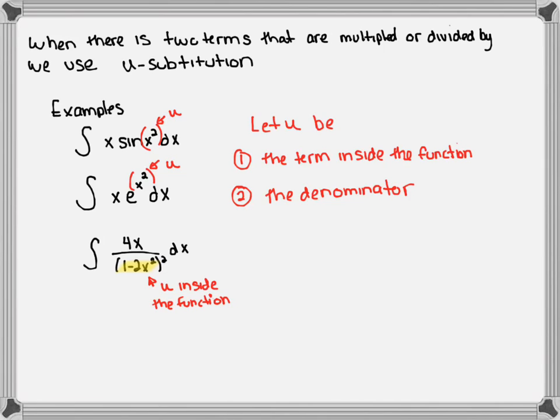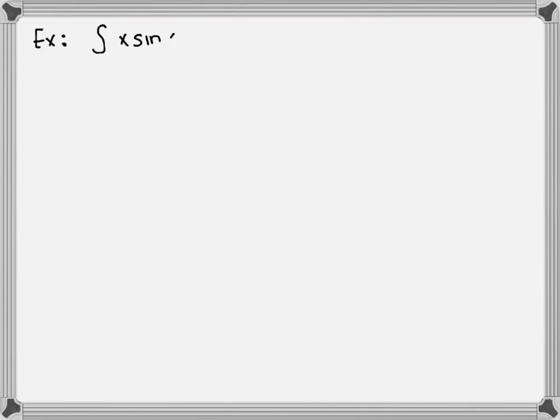So let's do an example of how we would find the integral using u substitution. We already said that we're going to let u be inside the function. So we said let u be x squared. So we're going to take the derivative of u, just like we did before. When we take the derivative of u, we're going to have 2x.